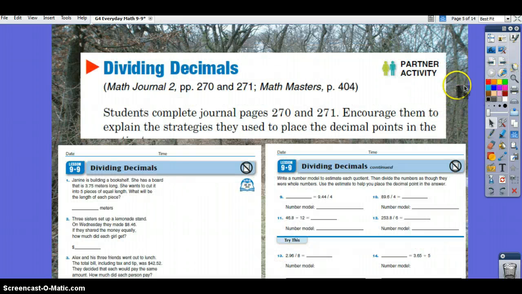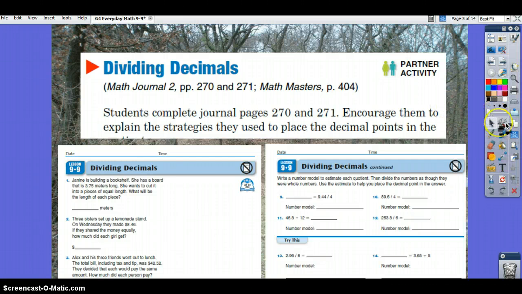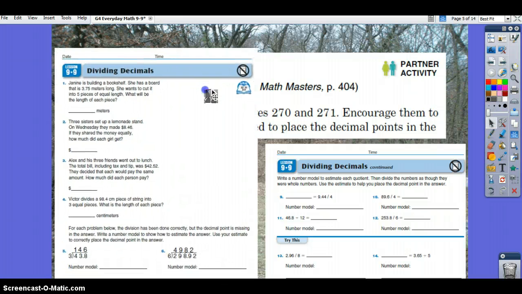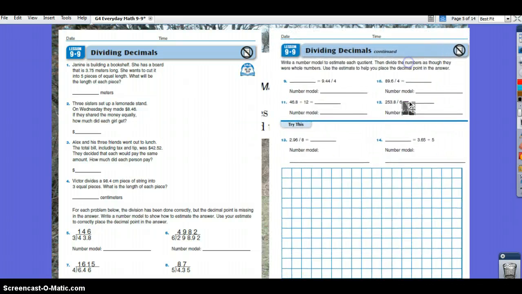So, dividing decimal practice. You need to complete journal pages 270 and 271. Remember, try to explain the strategies you use to place the decimals in the positions you put them in. First do 270. Make sure that you're following all instructions, you're doing your work, and then go up and check it in the answer key. The second one, page 271, same thing. Remember to use your grid below.